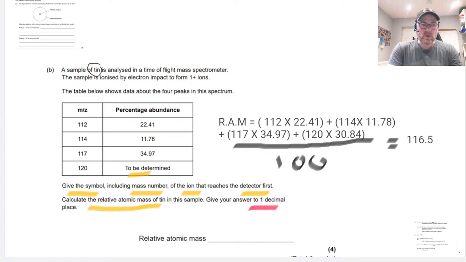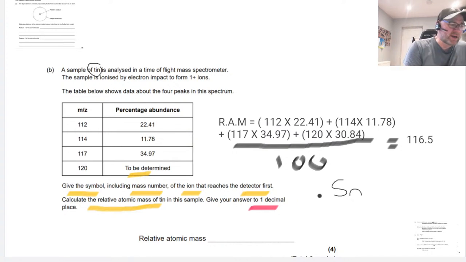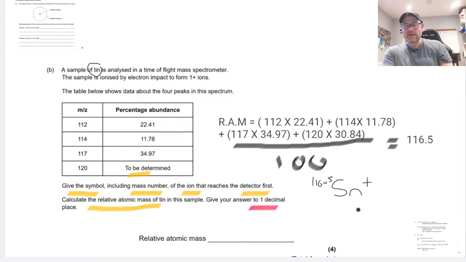Okay, so for the other two marks, they said give the symbol Sn, including the mass number of the ion. What will be the symbol of a tin ion in this situation? It's been through time of flight, so what should its symbol be? Plus, yeah, well done, Karen. So Sn plus, they want the mass number. Where am I going to write it? They want it on the right, but you need the mass number. Maybe I could do it like this and they'll accept this. 116.5. Let's have a look. That would get us all the marks.